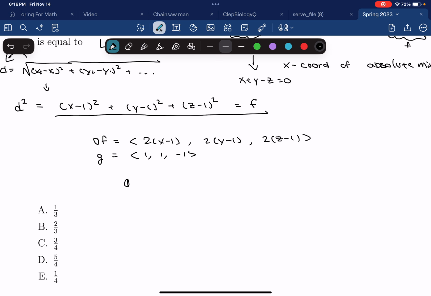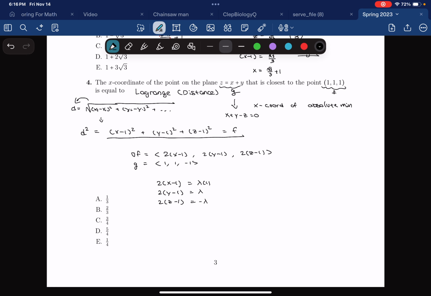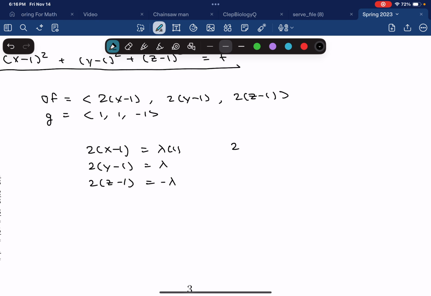So we know that 2x minus 1 is equal to lambda times 1 in this case. So 2y minus 1 is also just equal to lambda. And 2z minus 1 is just equal to negative lambda. So in this case, what do we do? Well, we just set them equal to each other. We know that 2 of x minus 1 is equal to 2 of y minus 1 because they're both the same lambda. These 2's cancel out. You get x minus 1 is equal to y minus 1. These 1's will cancel each other out, so we just get that x is equal to y.